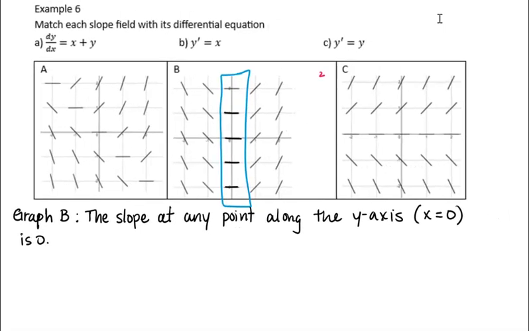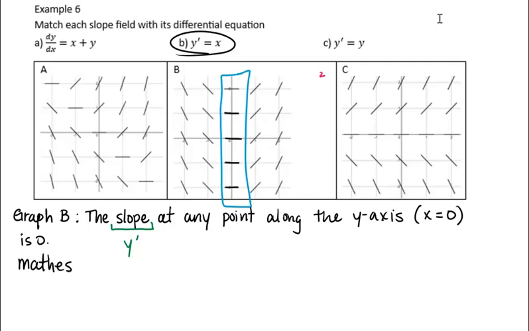It's 0. So I'm looking for one of these differential equations where y prime, because remember the slope is y prime, is going to be equal to 0 if I plug in a point that's on the y-axis. Points on the y-axis have x equal to 0, and I want the slope to be 0, so that looks like that matches with the second equation. So graph B matches the equation B of y prime is equal to x.